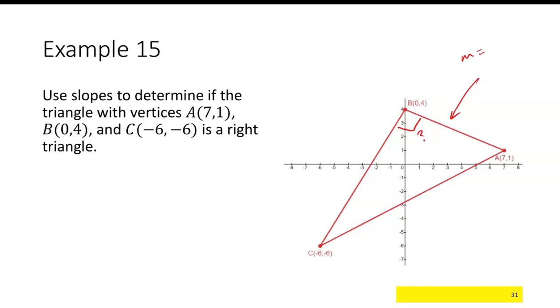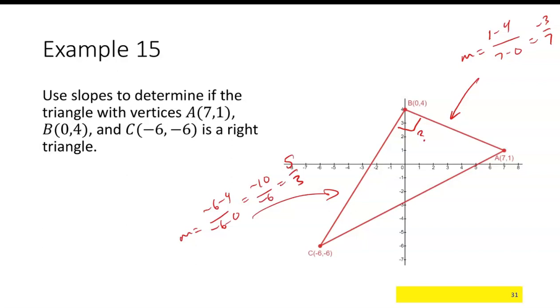The slope between A and B is the difference of the y values, so you can go 1 minus 4 on top and 7 minus 0 on the bottom. That's -3 over 7. On the left side, between B and C, the slope would be -6 minus 4 over -6 minus 0. So that's going to be -10 over -6, or 5 over 3. Now 5/3 and -3/7 are not negative reciprocals. Well, they're negatives of each other, but they're not negative reciprocals. So this one is not a right triangle.